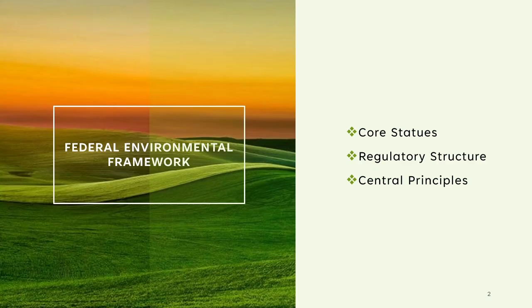So, to begin our topic, we'll discuss federal environmental frameworks. This includes some core statutes, regulatory structures, and central principles surrounding agencies like the EPA. So, U.S. environmental law operates as a combination of federal statutes like the Clean Air Act, Clean Water Act, Conservation and Recovery Act, and the Endangered Species Act. Enforcement is typically led by the EPA, which works with state agencies.